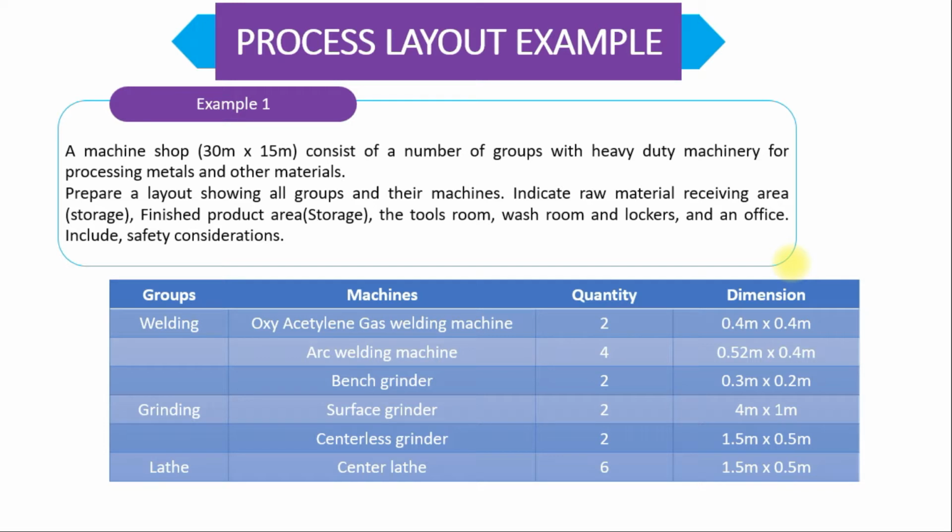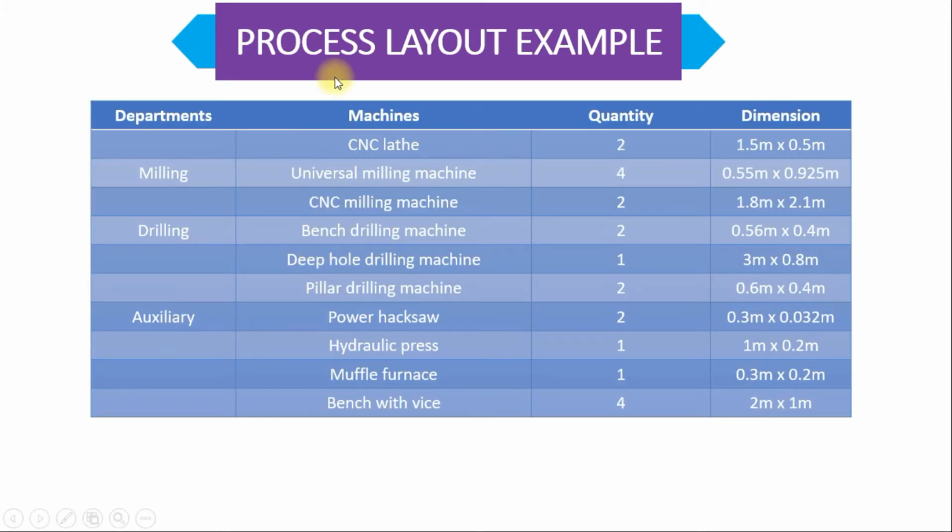Then we have been provided with the groups we are supposed to have in the shop and the machines that fall under each group. So over here for welding, they have these machines in that group and the quantity of each machine. Then the dimensions have also been given to us over here. So we have welding, grinding, lathe, then we also have the mill, the drilling, the auxiliary, and the machines under them, the quantities and the dimensions neatly over here.